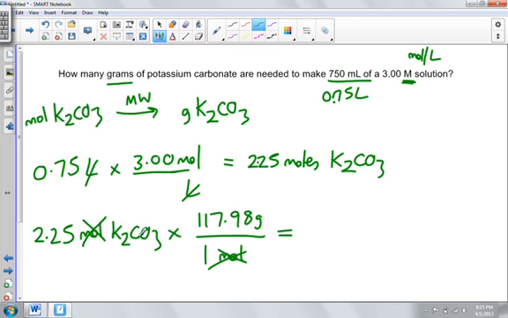So 2.25 times 117.98 is going to give you whatever the answer gives you. And the answer is going to be in grams, as you would expect.